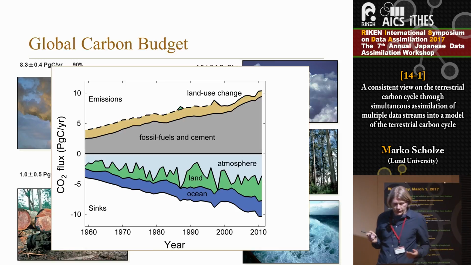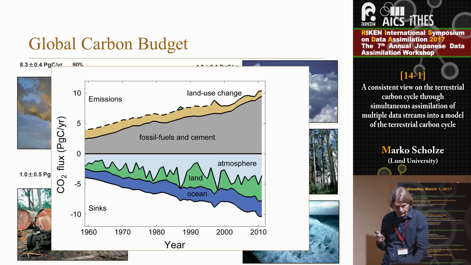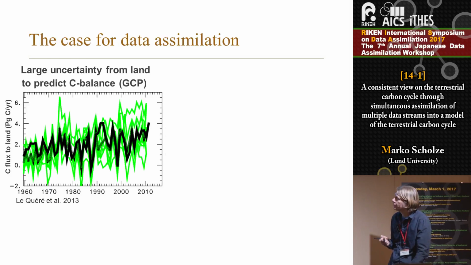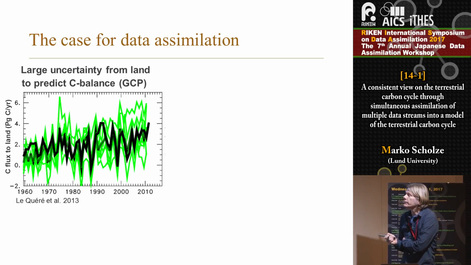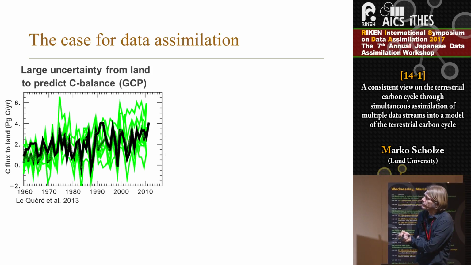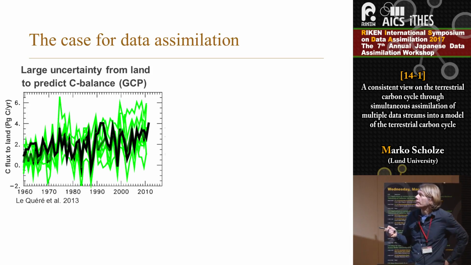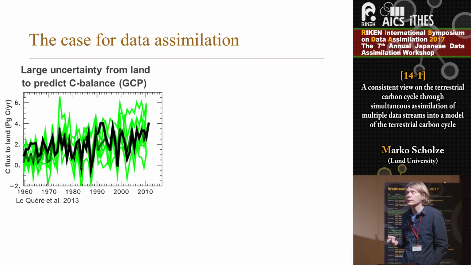So that's essentially the reason why I focus here on the land and want to try to estimate the land carbon fluxes. There are a couple of models who are actually simulating this land atmosphere flux. So these are the green lines here. And you can immediately see that the range of the simulations is larger than the black line is here. The mean value is larger than the mean value. So there's a huge uncertainty from these models in predicting the flux from the land to the atmosphere.